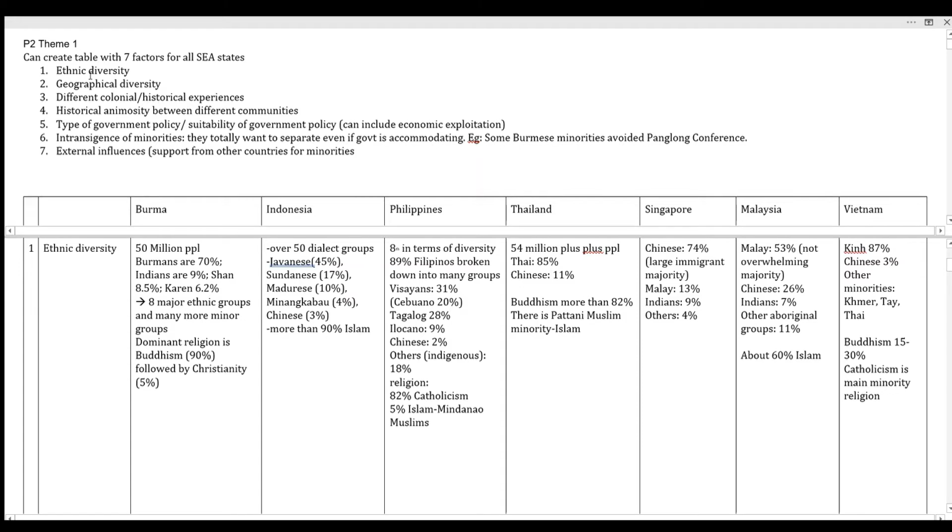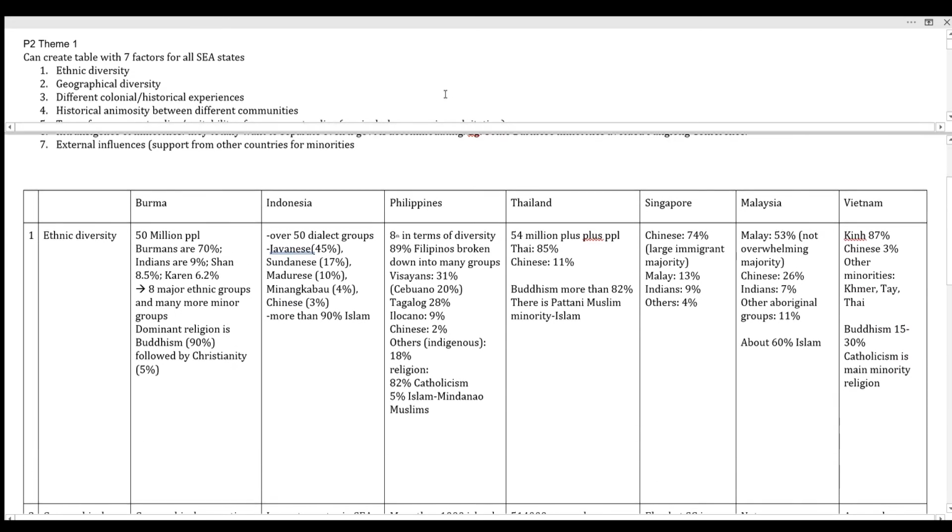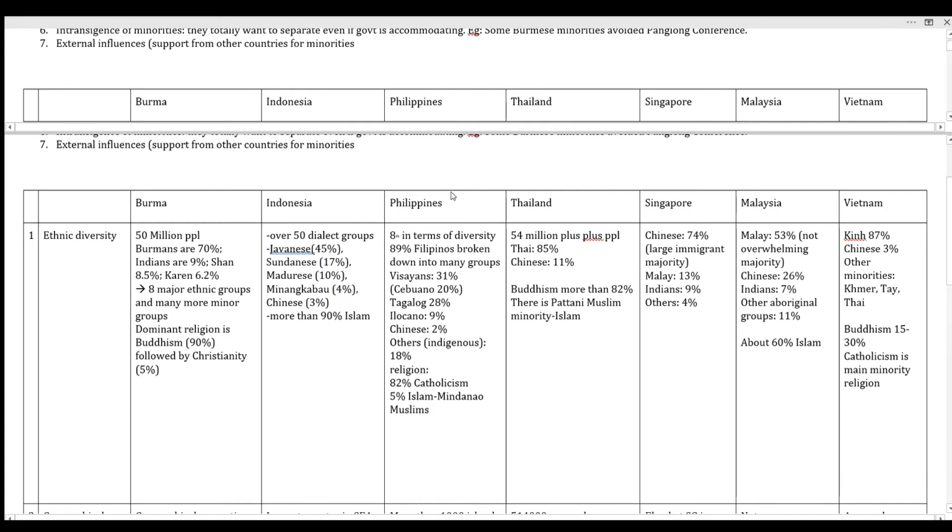So these are the 7 factors we'll be looking at today: ethnic diversity, geographical diversity, the colonial/historical experiences, animosity between the communities itself, the kinds of policy, including economic ones as well, and also the minorities and external influence. Okay, so now that you've seen that, let me drag this up so I can see more of the actual stuff, and I'll just bring the country things up here.